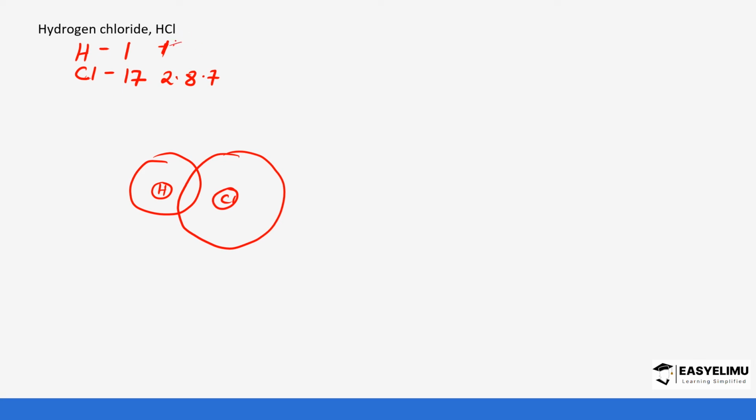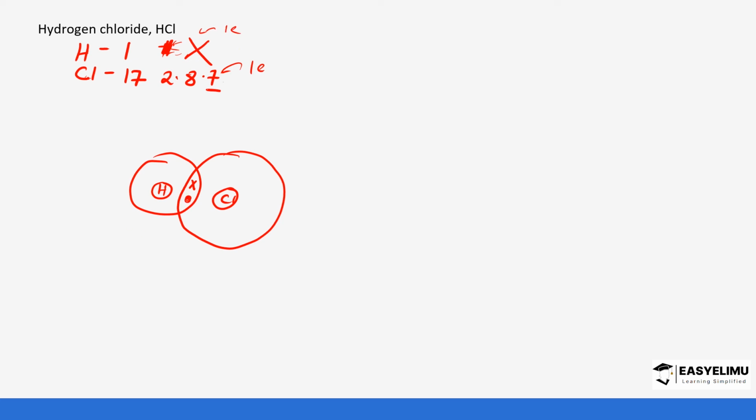So the first hydrogen atom has 1 electron in the outermost shell. So it requires 1 electron to be full. So it needs to share that 1 electron. So you put an X. If it shares 1 electron and it had 1 electron, it is remaining with none in the outermost shell. If you look at the outermost shell of chlorine, it has 7 electrons. It needs 1 electron to be completely full, so it needs to share that 1 electron.